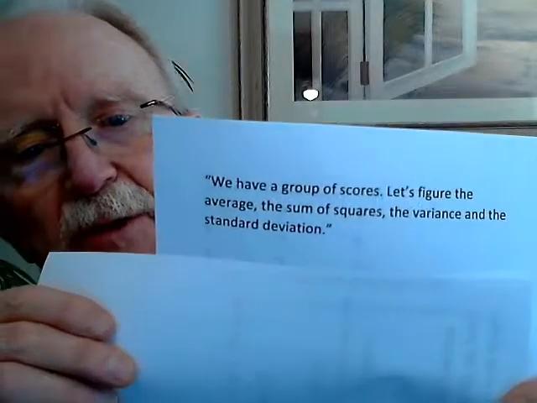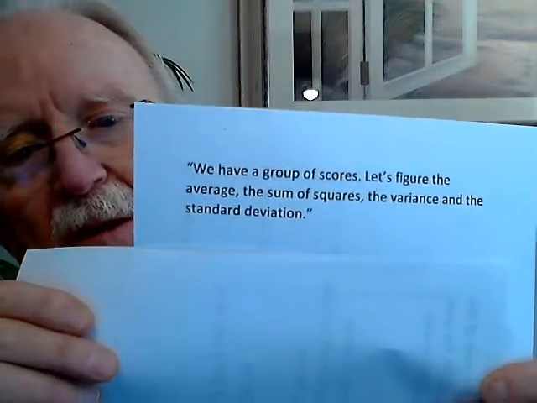What's missing? A really important word is missing. Let's look at it again. We have a group of scores. Let's figure the average, the sum of squares, the variance, and the standard deviation. Get busy. You can't do it yet. Not accurately anyway. Oh, you could, but if you're guessing, we don't want to guess in statistics anymore. So what word is missing?